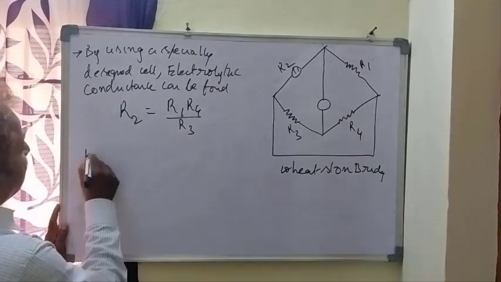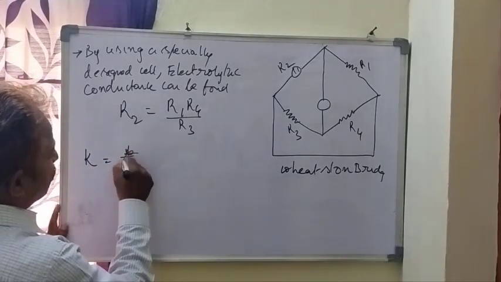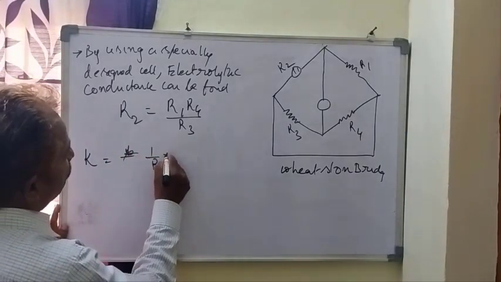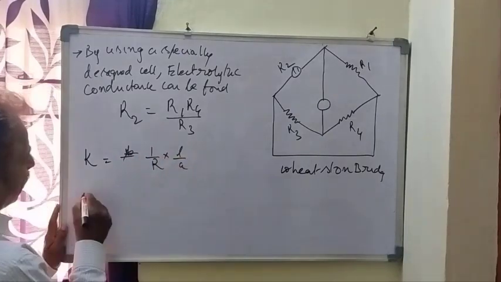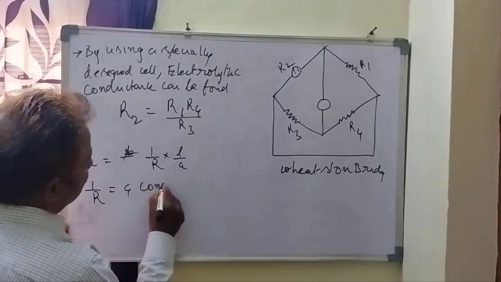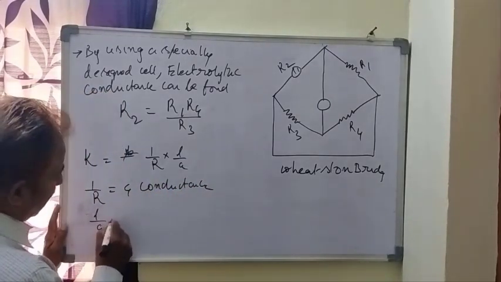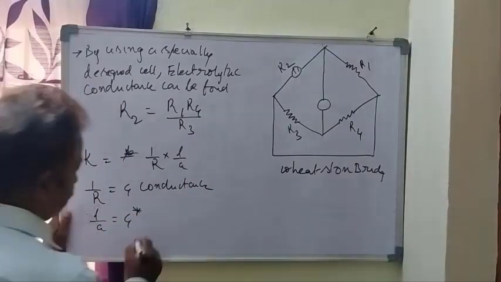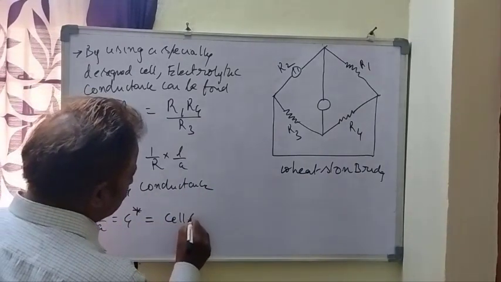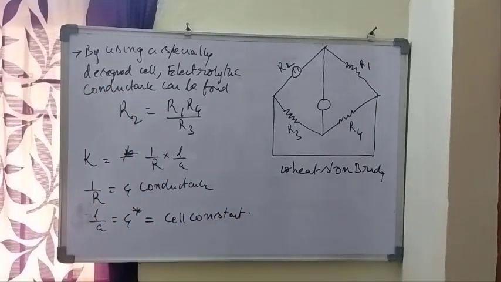Now K equals, as we discussed just now, 1 by R into L by A. What is 1 by R? 1 by R equals G, that is conductance. L by A is equal to G star. G star equals the cell constant.